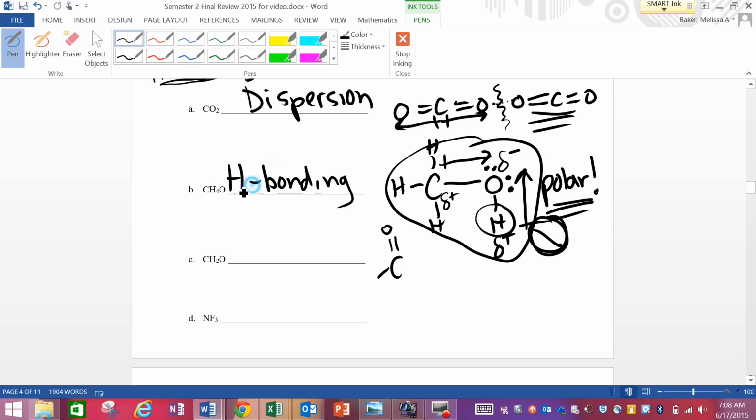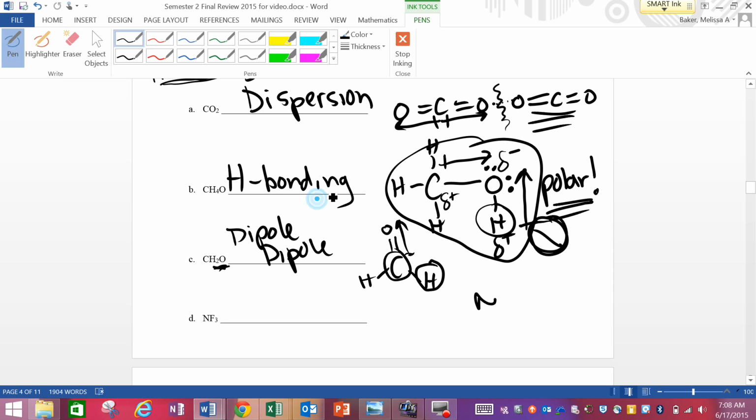Okay, how about letter C? CH2O. This one tricks people because they automatically see the O next to the H and they say, oh, it's hydrogen bonding. Well, you got to be careful here. This is polar, but does it have an H directly bonded to an F, an O, or an N? No, it's bonded to a C. So that means the force present is dipole-dipole, that middle force.